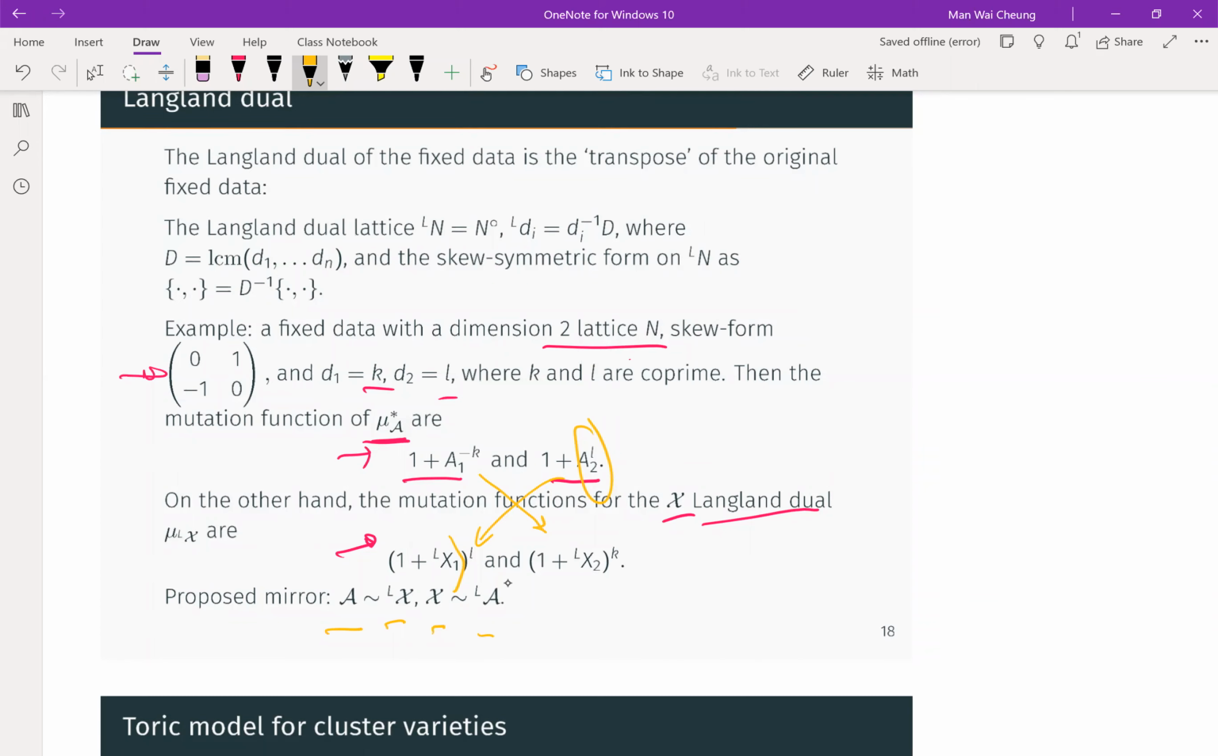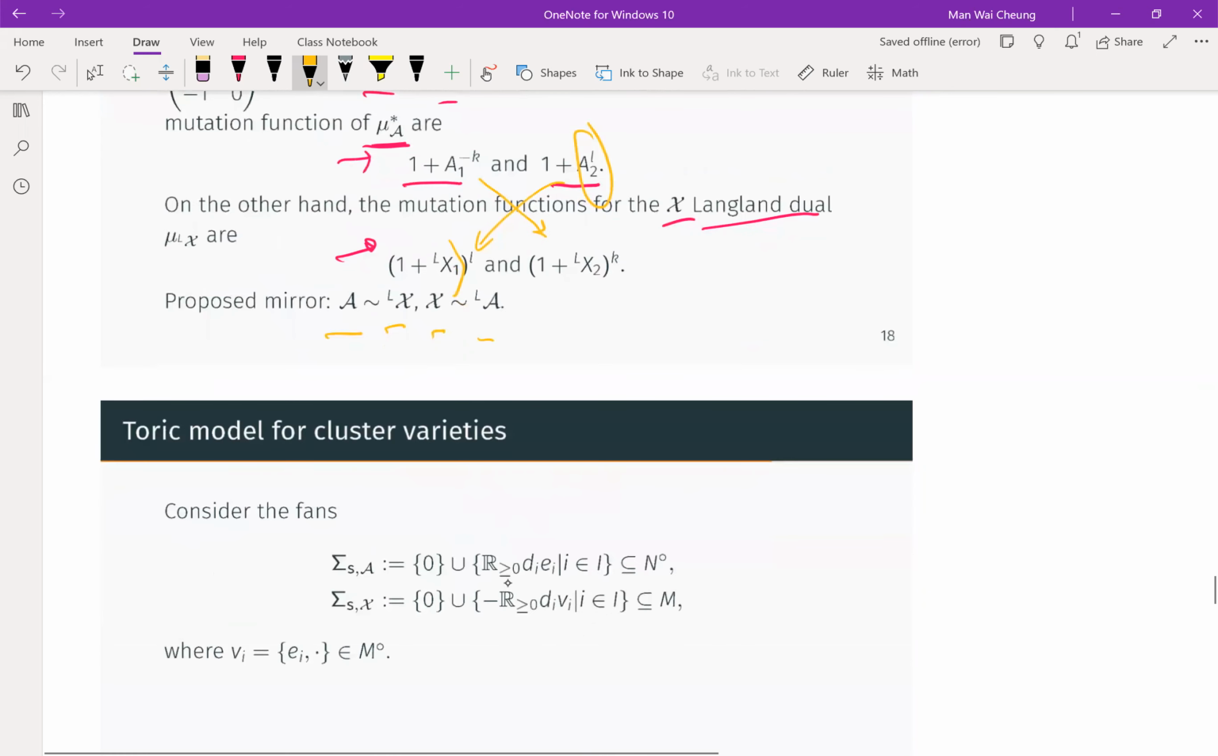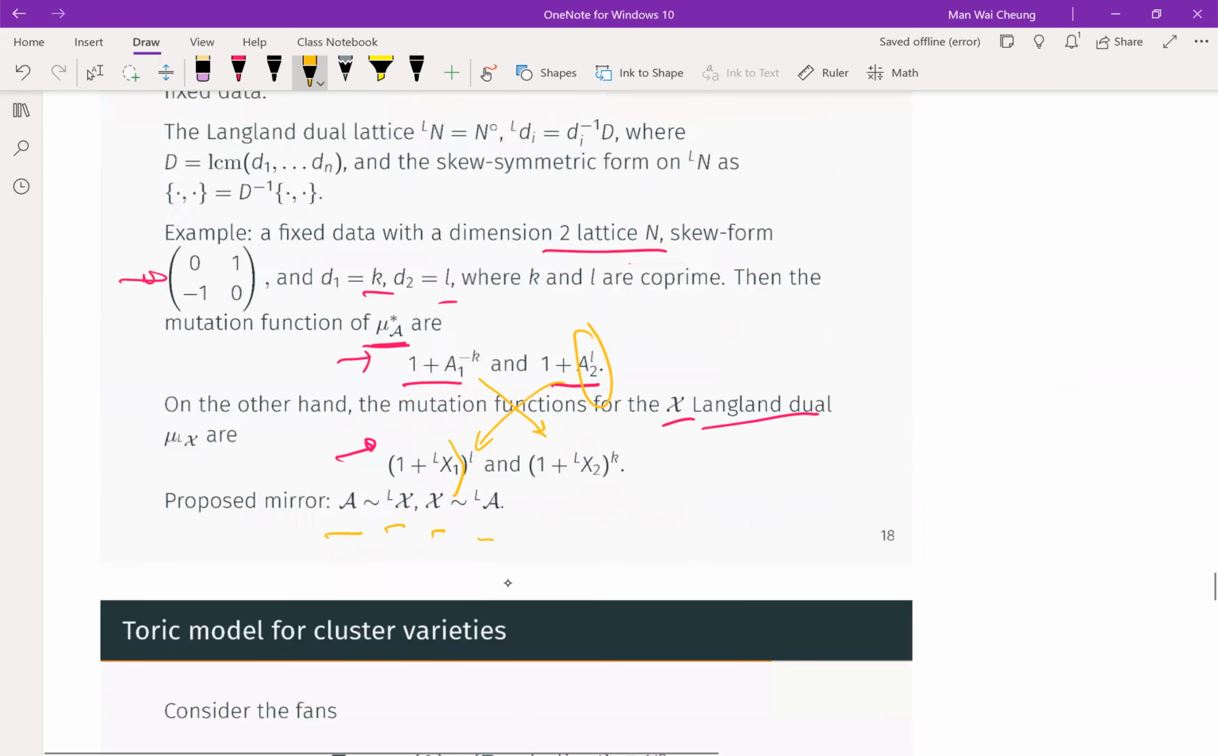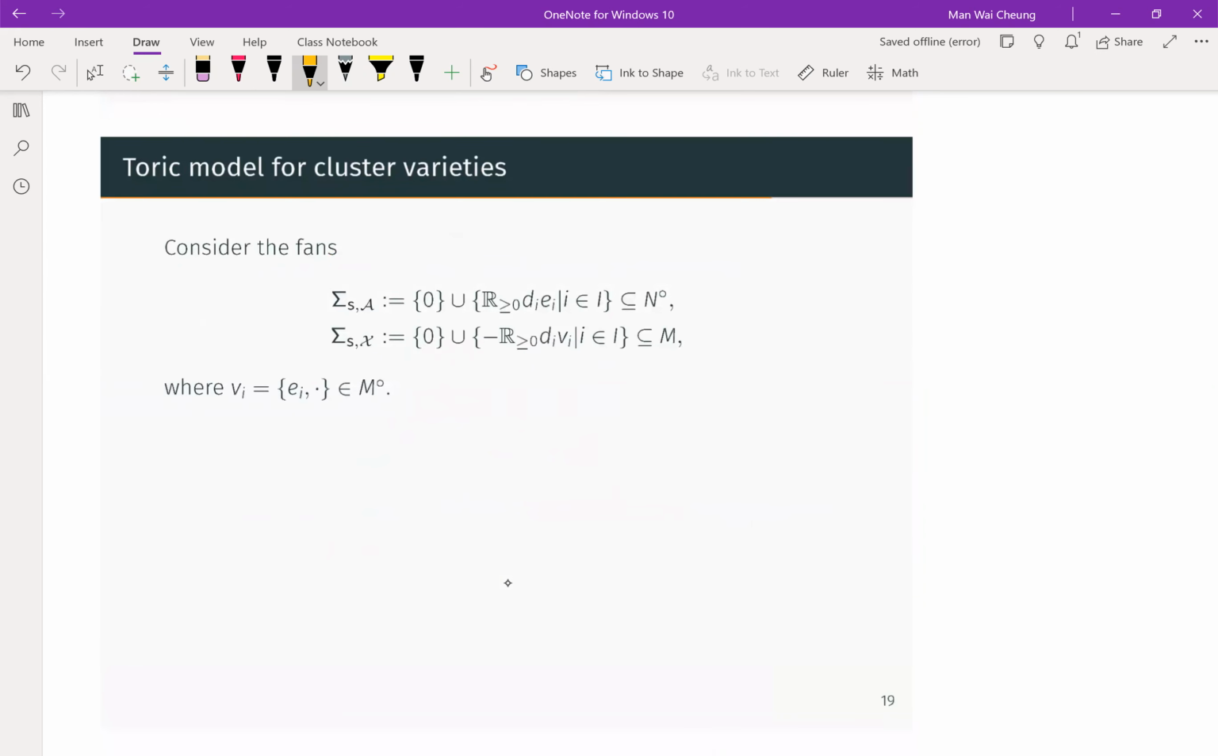We pull the exponent out and we flip the exponent. So it's some duality between the varieties. So this is what we have in mind. And then the next thing is we want to talk about how we blow up. So we look at the fan, that is the fan for the A and X cluster varieties.